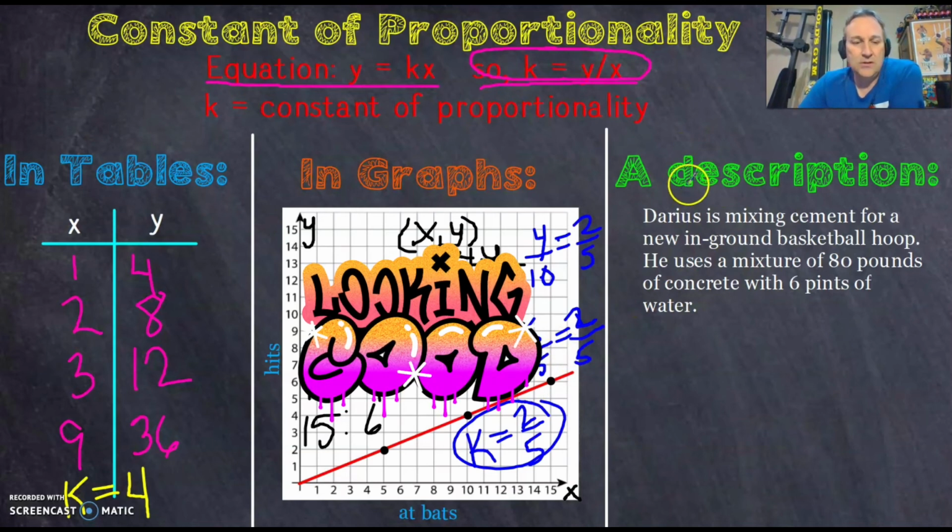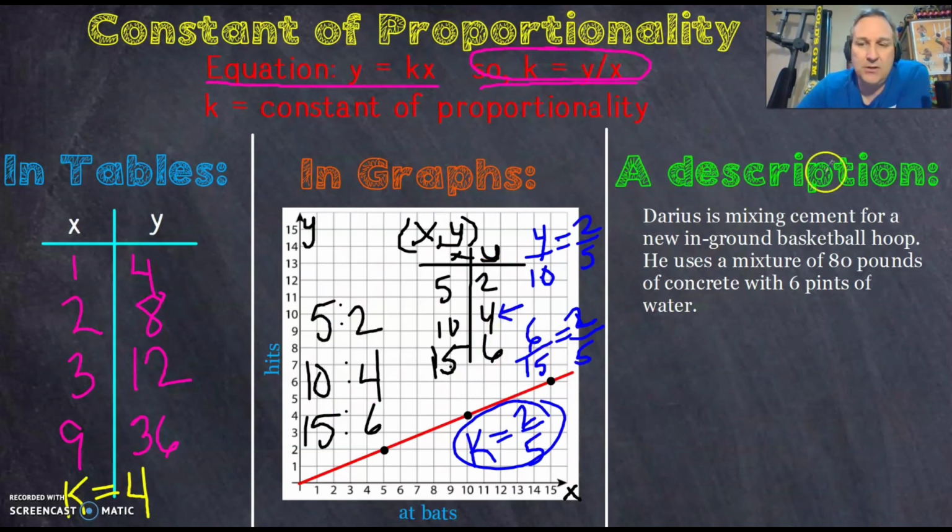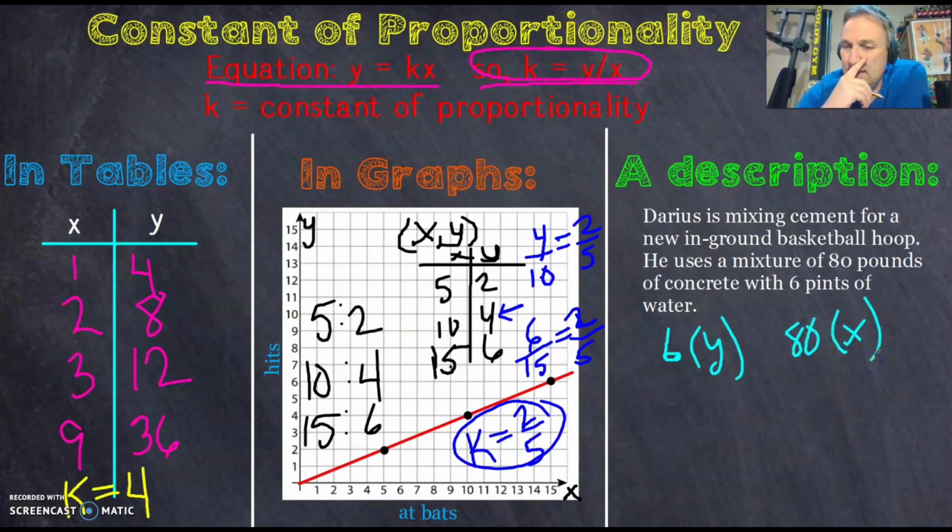The last one is in a description. Like if I just gave you a problem, like Darius is mixing cement for a new in-ground basketball hoop. He uses a mixture of 80 pounds of concrete with 6 pints of water. So can we find the constant of proportionality from that? We're going to say the 6 pints is y, and the 80 pounds is x. We're going to do it that way.